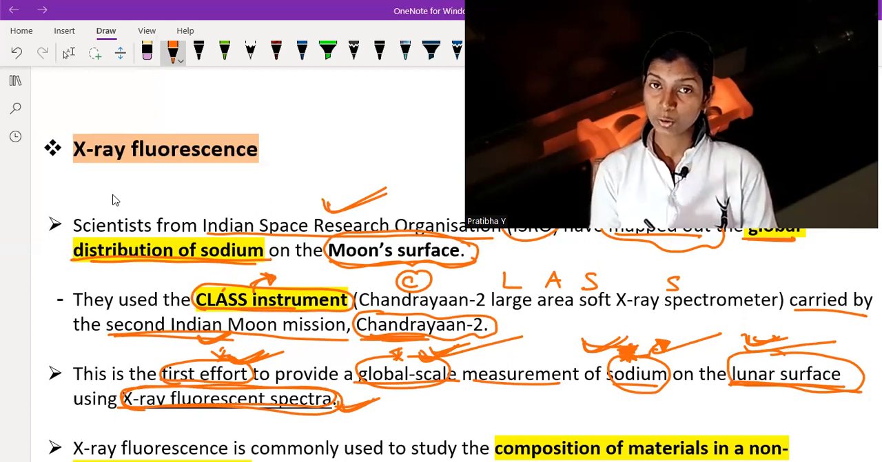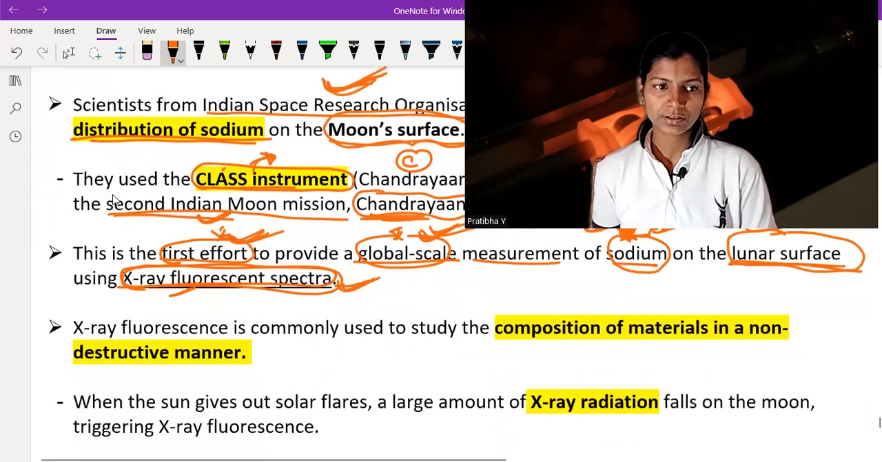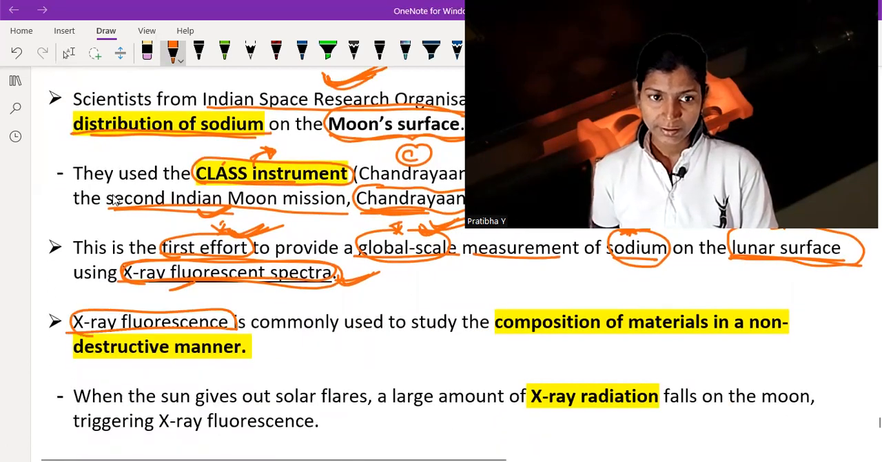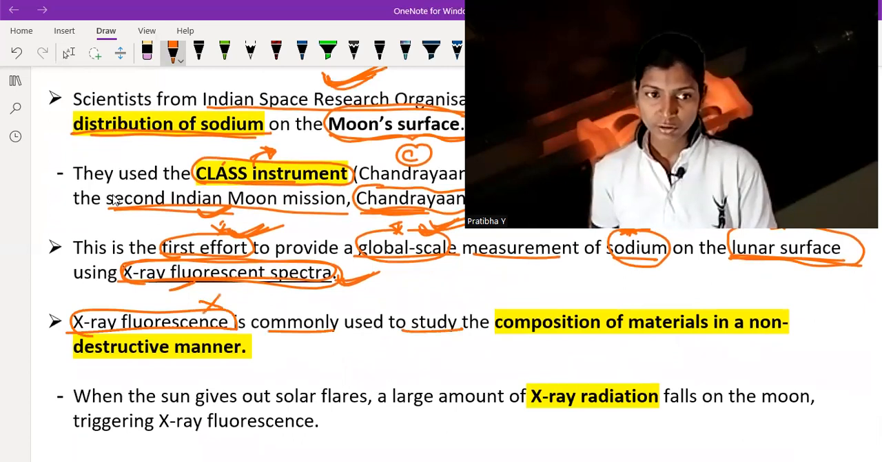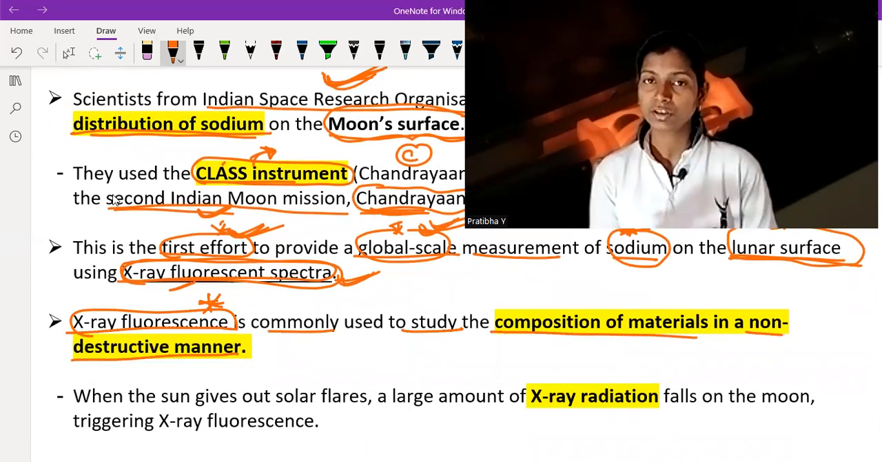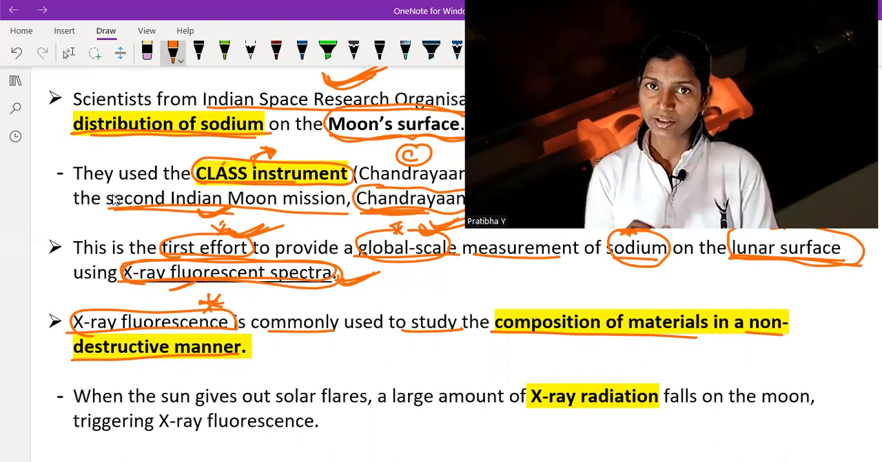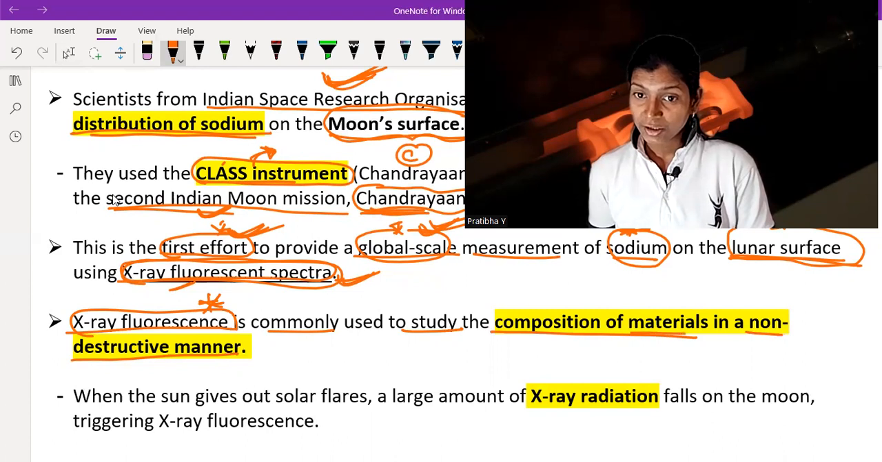Okay, first global X-ray fluorescence spectra, sodium, moon surface, using this technology, by scientists of ISRO. Next, X-ray fluorescence is commonly used to study the composition of material in a non-destructive manner. There are many technologies which, when they try to map out the composition of material, destroy it first. But this technology is used to study the composition of material in a non-destructive manner.